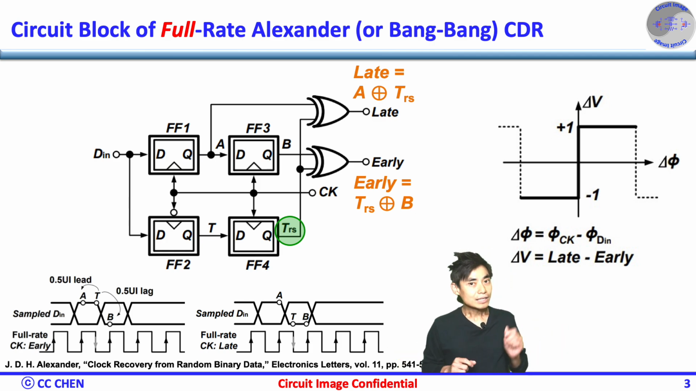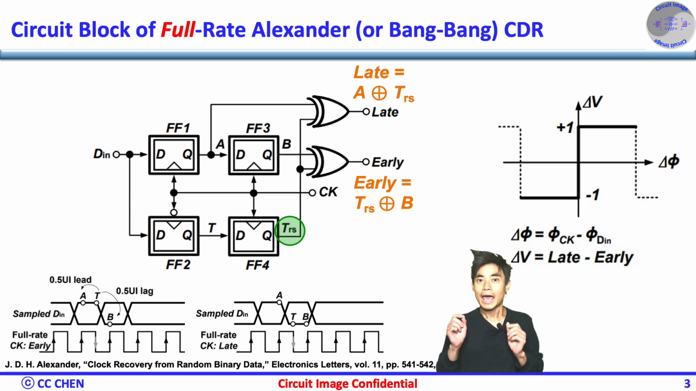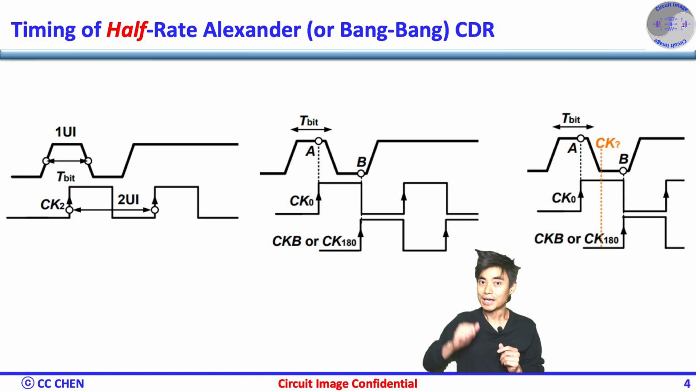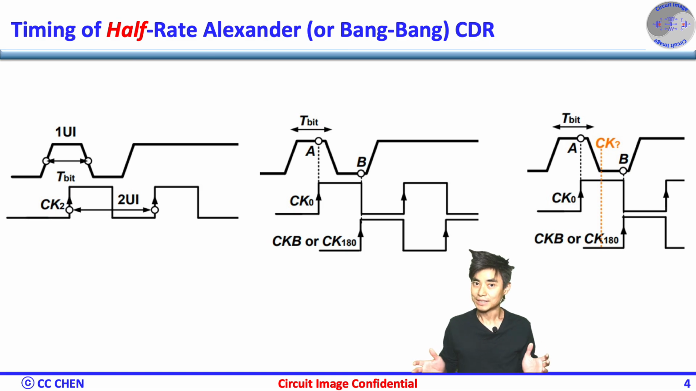After understanding the full-rate timing and circuit block, we can explore how we would meet the half-rate timing and its corresponding circuit block. In this timing image of the half-rate clock, the clock period is twice the data's every bit period, or 1 UI. Then, for the data samples A and B, we could apply the differential clocking, which is the rising edge and falling edge clock, to sample the two consecutive data, respectively.